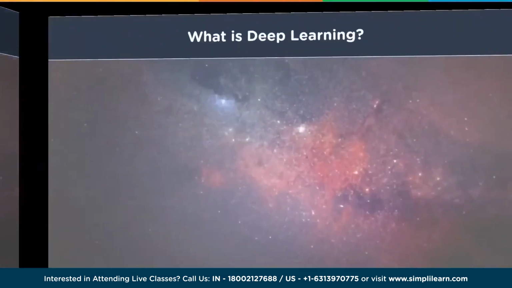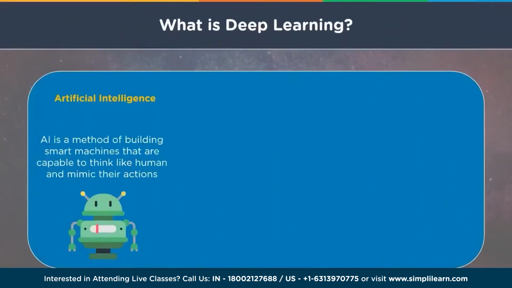So what is deep learning? Artificial intelligence. So you have AI, which is a method of building smart machines that are capable of thinking like humans and mimicking their actions. Be careful with that definition. We're a long way from a human cyborg coming in and taking over.